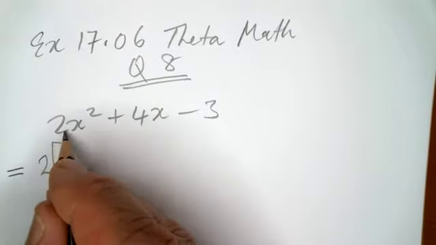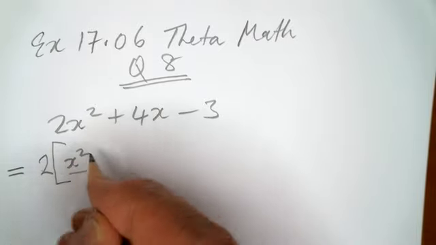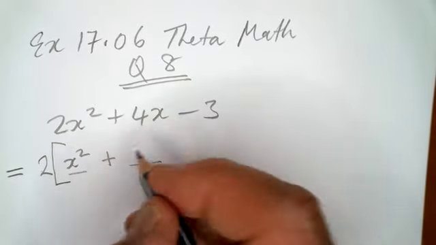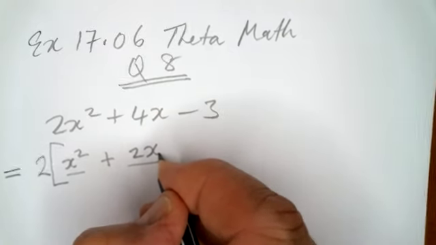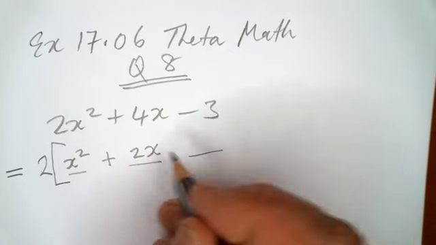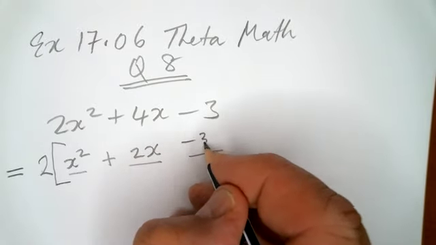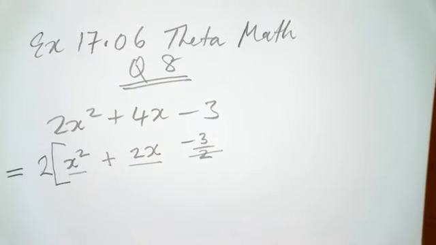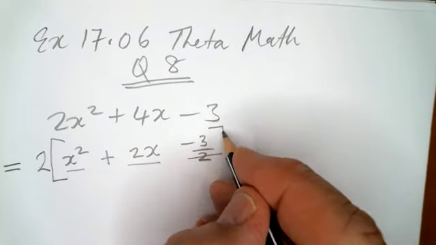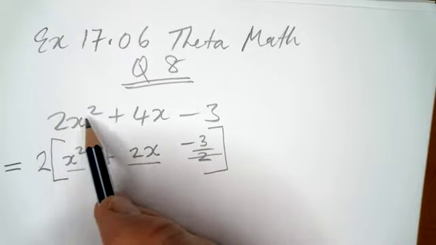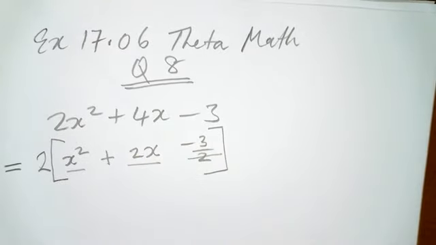What times 2 makes 2x squared? Well, it's going to be x squared. I've got a plus. What times 2 makes 4x? It's going to be 2x. And of course, what times 2 makes negative 3? That's going to be negative 3 on 2. There it is. In other words, if I was to multiply all this out, I would just end up with this thing here.